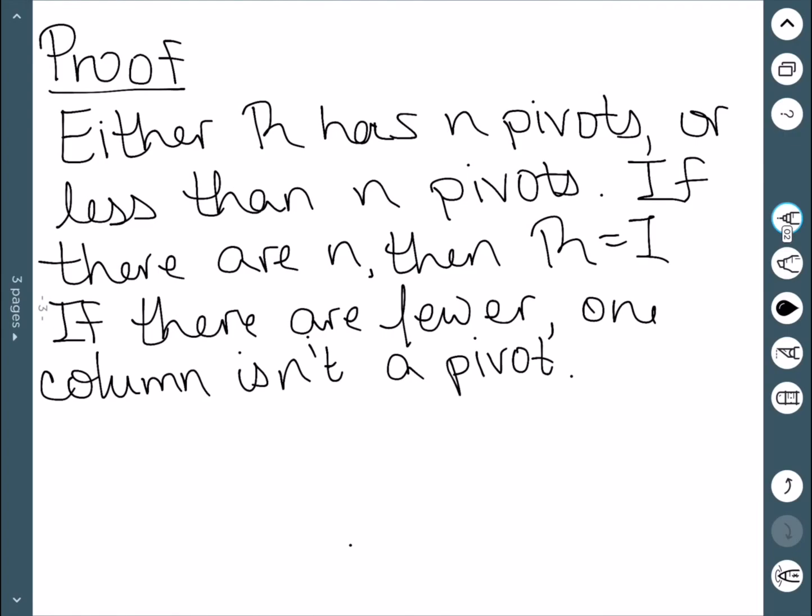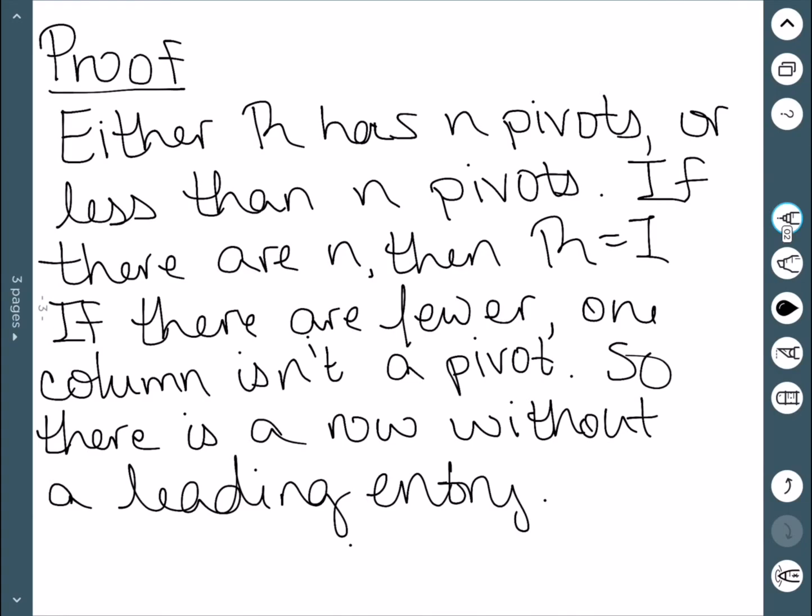If there are fewer than n pivot positions, then there has to be one column without a pivot. Since each pivot column also corresponds to a row, this means that we have a row without a leading entry, since we're square. And this is specifically because we're square. If we weren't, then we could have a matrix that had fewer rows than columns, and this wouldn't come up. But because we're square, this means that we have a row that doesn't have a leading entry. And since there's a row without a leading entry, that means it's all zeros. So we do have a row of zeros.